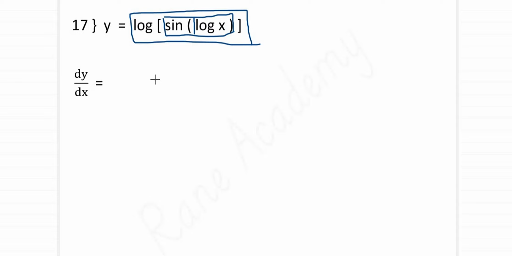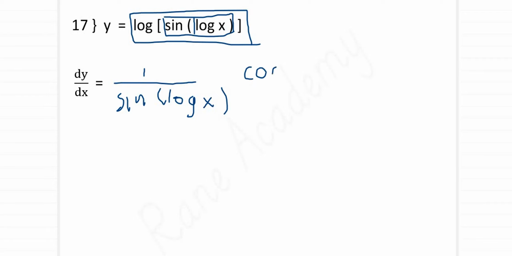So log of sine of log x. The derivative of log x is 1 upon x, so the derivative will be 1 upon sine of log x. Now instead of x we have sine of log x. So the derivative of sine of log x will be cos of log x.